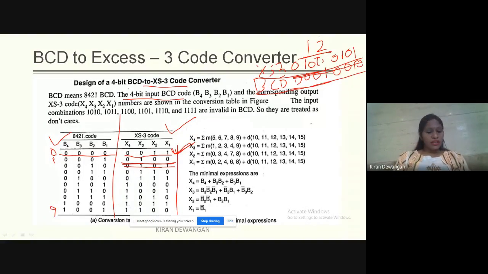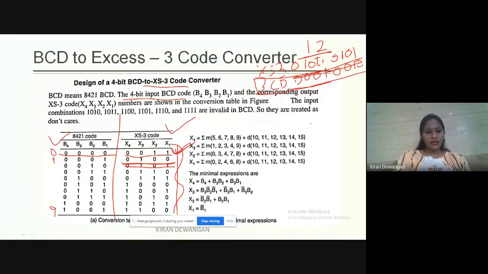But remember that each and every individual decimal digit is represented by 4-bit, whether it's 8421 code or XS3 code. And you need to remember these codes. XS3 का कोड क्या होता है और BCD का कोड क्या होता है. For 0 to 9, all the decimal values. Clear? So this is how we'll be getting our XS3 code.